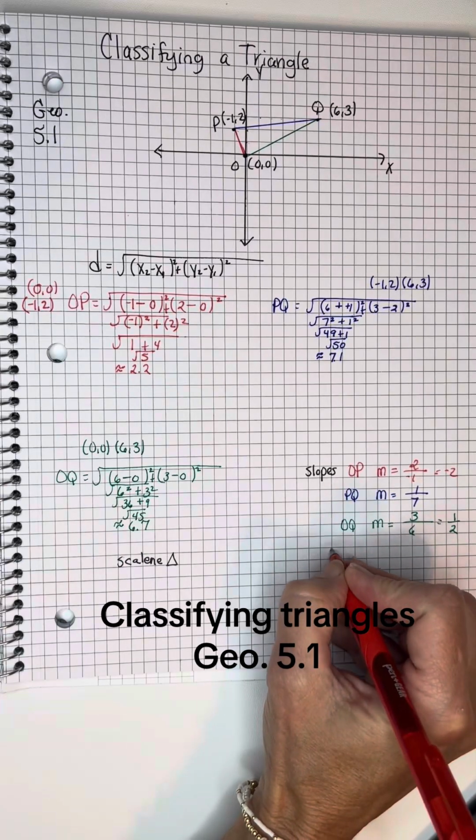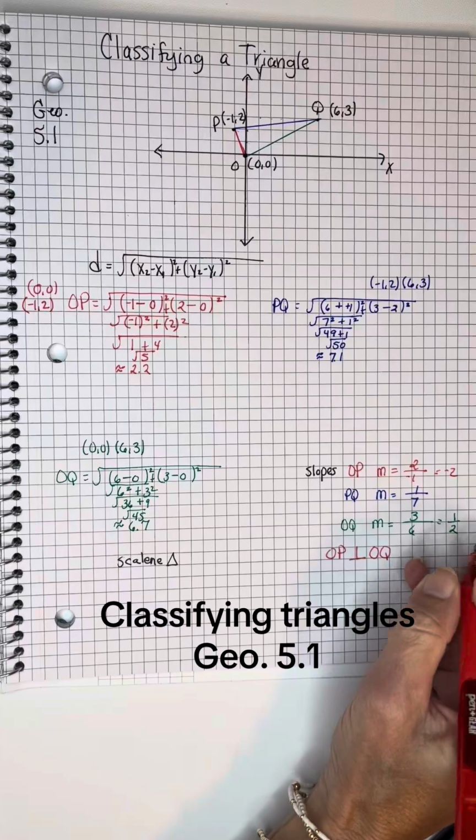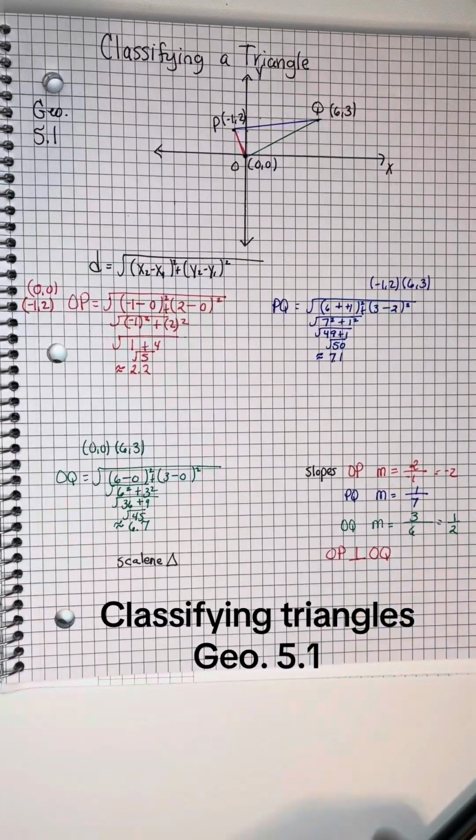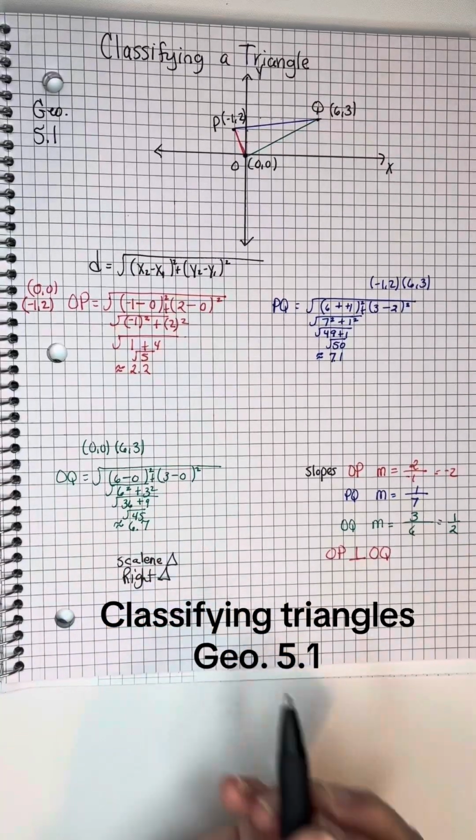So OP is perpendicular to OQ. So that means it is a right triangle. So it's a scalene right triangle.